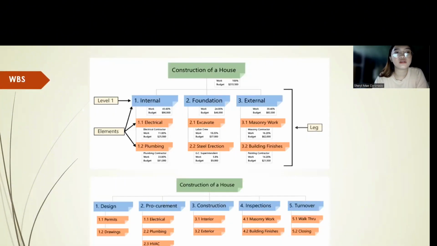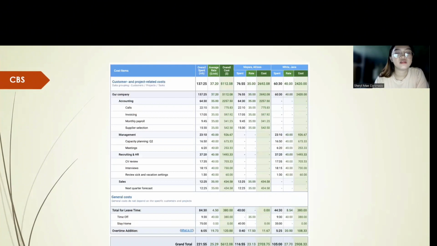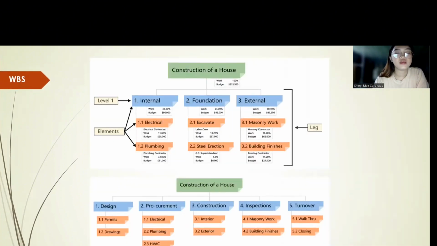So we have an example of a WBS and a CBS here. In this WBS, we have the construction of a house. As you can see, in level 1 we have internal, foundation, and external. Under internal, we have electrical and plumbing. Under foundation, we have excavate and steel erection. And under external, we have masonry work and building finishes.